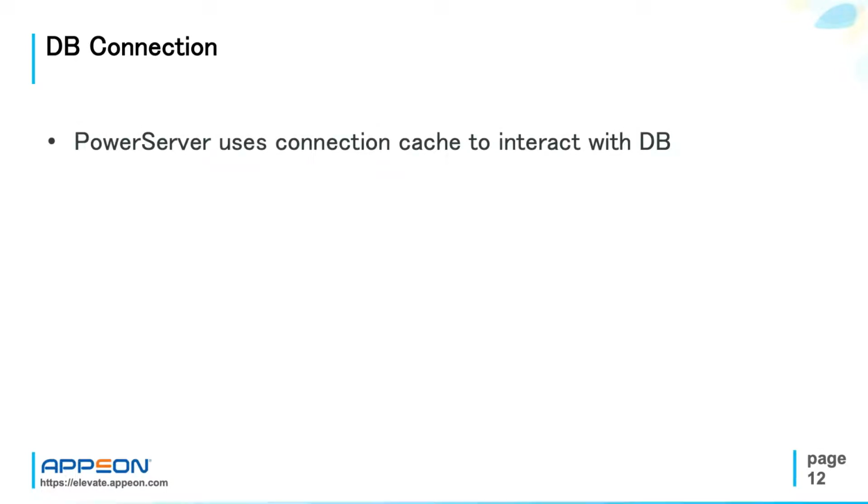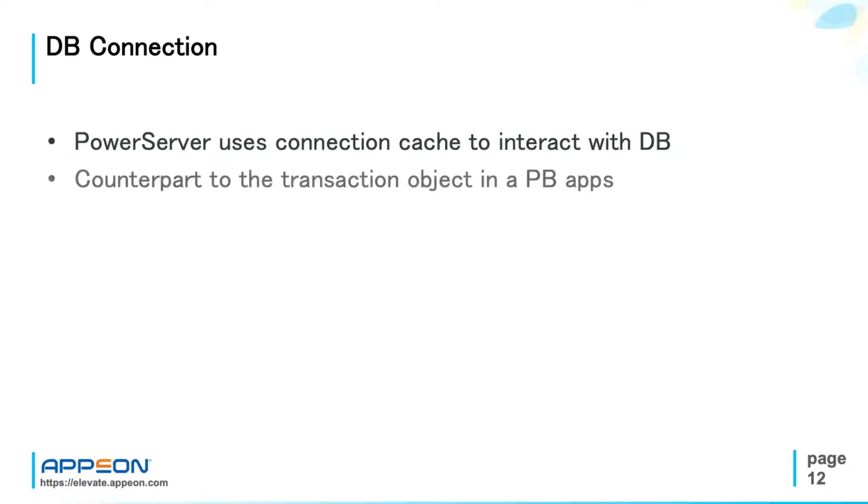PowerServer uses connection cache to interact with the database. The connection cache is the counterpart of the transaction objects in a PowerBuilder application. You can configure the connection cache from the PowerServer console, AEM, or from the PowerServer toolkit. In this case, what you will do is a static mapping between the transaction objects in PowerBuilder and the connection cache configured in PowerServer.